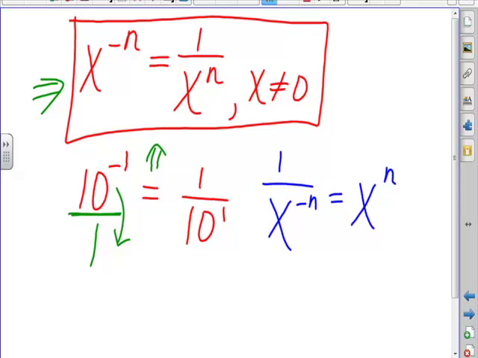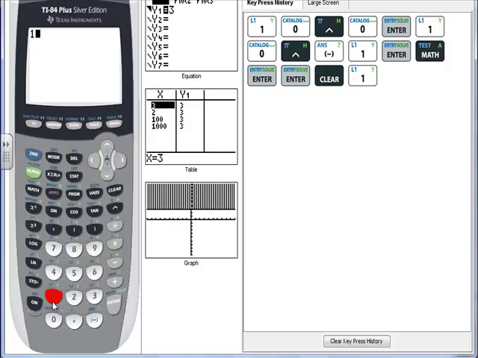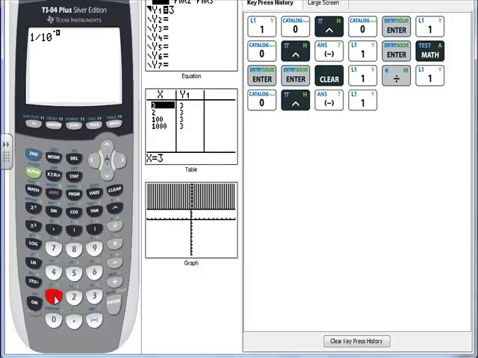So if you want to try something with that, then it would be true that 1 over 10 to the negative 1 then better be equal to 10 to the first power. So if I ship this 10 to the negative 1 up, 10 to the first would be equal. So let me just prove that to you on your calculator here. So 1 divided by 10 raised to the negative 1 power, sure enough, is equal to 10.